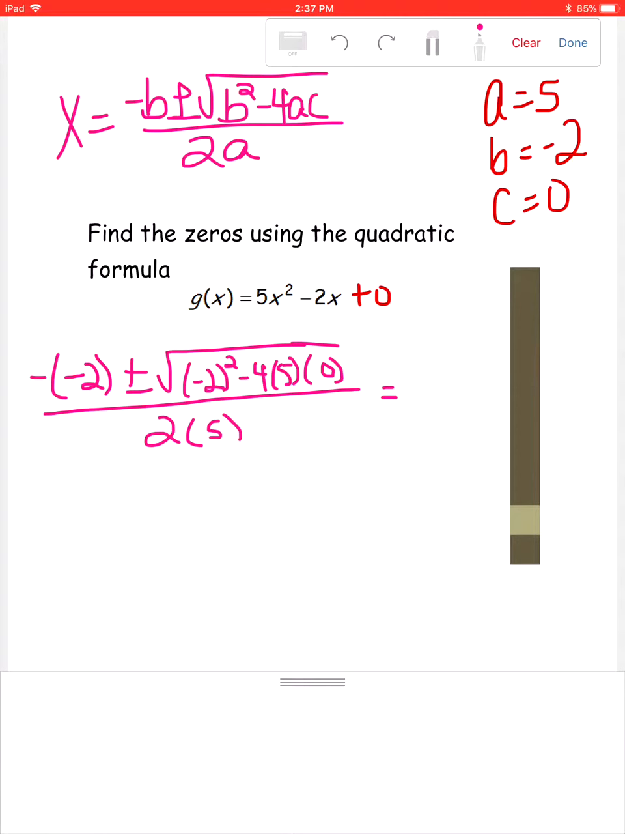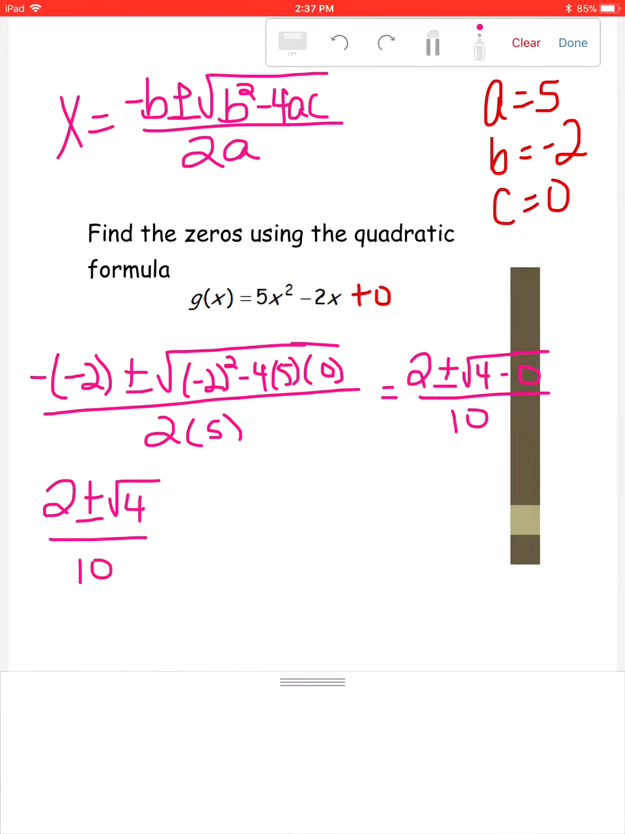So then simplify. So the opposite of negative 2 is a positive 2 plus or minus the square root of negative 2 squared is 4 minus 4 times 5 times 0 is 0 all over 10. And 4 minus 0 is 4, so I have 2 plus or minus the square root of 4 over 10. So the square root of 4 is 2, so this is now 2 plus or minus 2 over 10.